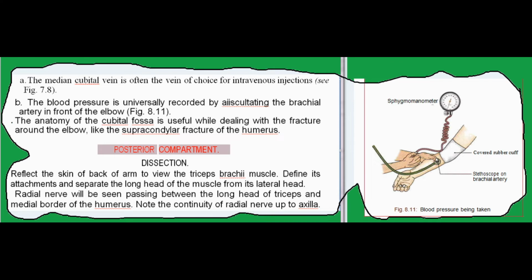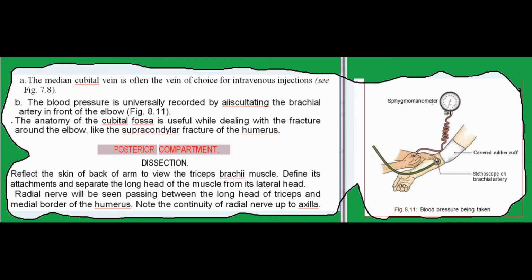Clinical anatomy. The median cubital vein is often the vein of choice for intravenous injections, see Fig 7.8. The blood pressure is universally recorded by auscultating the brachial artery in front of the elbow, Fig 8.11. The anatomy of the cubital fossa is useful while dealing with fractures around the elbow, like the supracondylar fracture of the humerus. Posterior compartment.